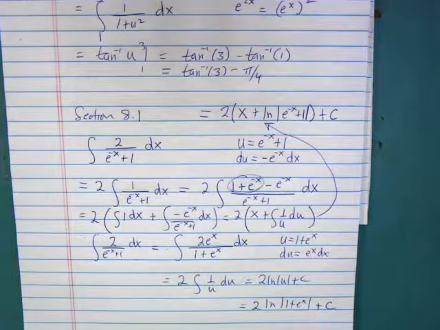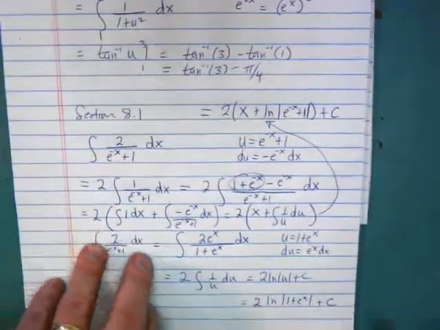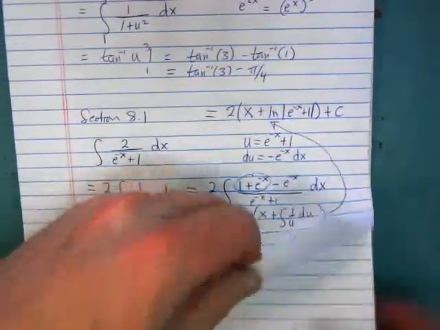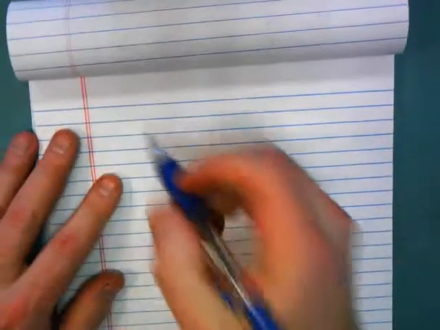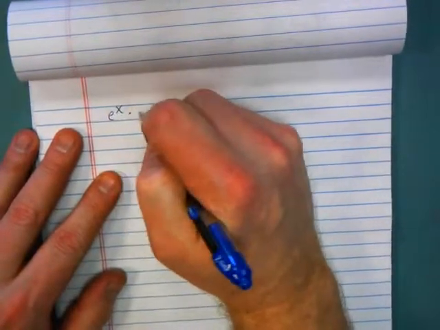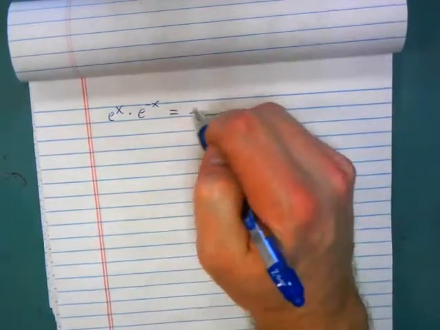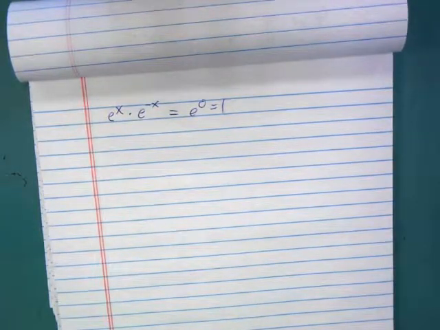So when you multiply e to the x times e to the negative x, that equals 1? Yes. e to the 0. Because when you multiply e to the x times e to the negative x, when you multiply things, you add the exponents. So that's e to the 0, which is 1. Those cancel each other out.